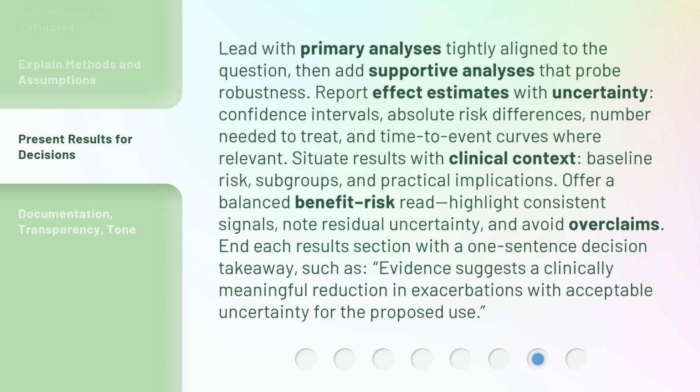Lead with primary analyses tightly aligned to the question. Then, add supportive analyses that probe robustness. Report effect estimates with uncertainty, confidence intervals, absolute risk differences, number needed to treat, and time to event curves where relevant. Situate results with clinical context, baseline risk, subgroups, and practical implications. Offer a balanced benefit-risk read, highlight consistent signals, note residual uncertainty, and avoid overclaims.